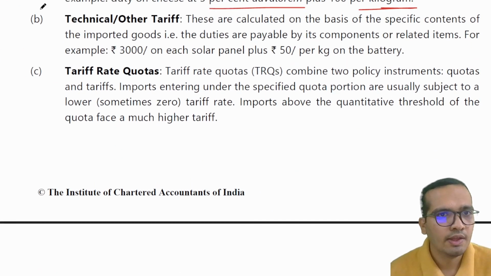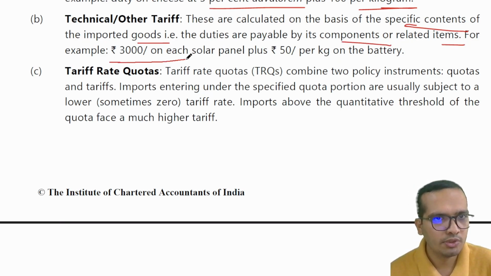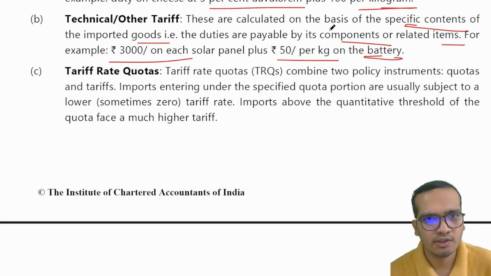फिर आता है technical or other tariff. These are calculated on the basis of specific contents of the imported goods. The duties are payable by its components or related items. For example, rupees 3000 on each solar panel plus rupees 500 per kg on the battery. मीन्स कंपोनेंट के बेसिस पे.